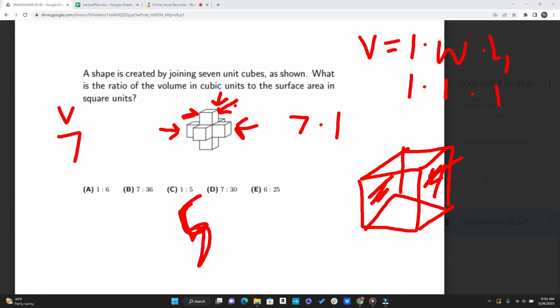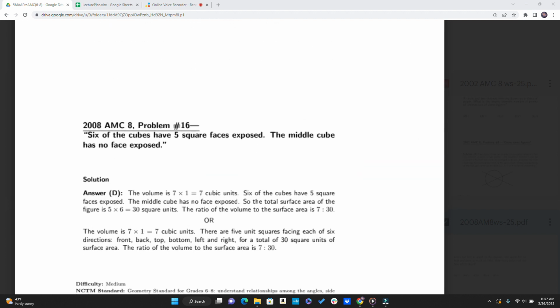So that means we have 6 unit cubes with surface area 5. So we've got 6 times 5, that's 30 for the surface area of the entire shape, right? Because each of those 6 cubes is giving us an extra 5 to the surface area. So our ratio of volume to surface area, that's 7 to 30. Answer choice D.